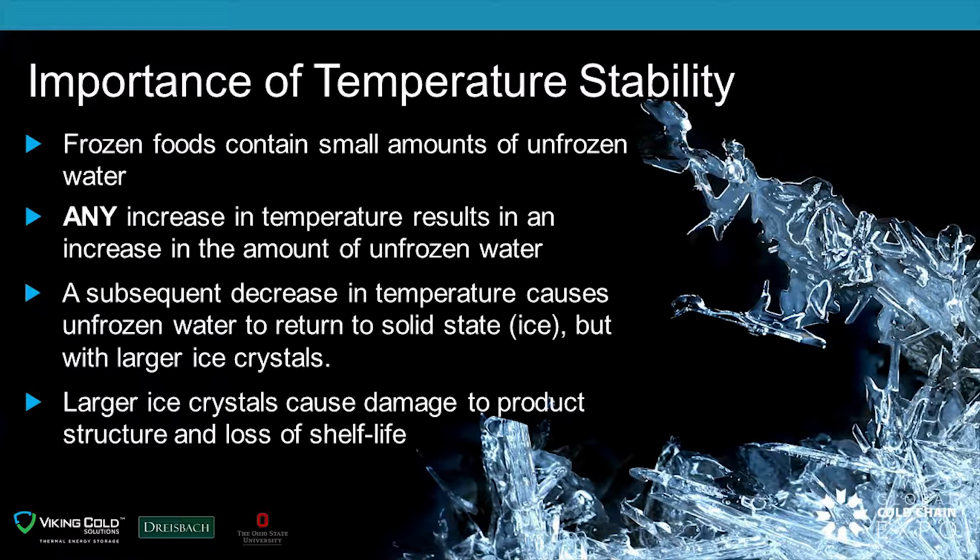A subsequent decrease in temperature does what? Probably fairly obvious. It refreezes the water back to ice. However, one of the things that we teach right from the beginning in frozen food manufacturing is the more rapidly you freeze a product, the smaller the ice crystals that are created in that product. And smaller ice crystals maintain the integrity of the structure. And this is particularly important in fruits and vegetables. So you want small ice crystals.